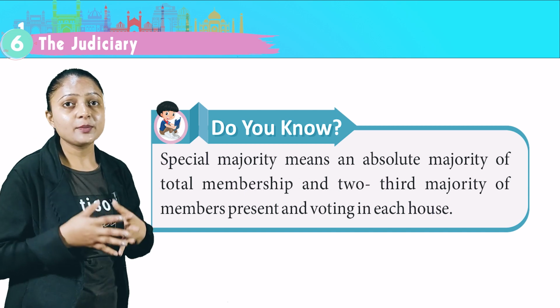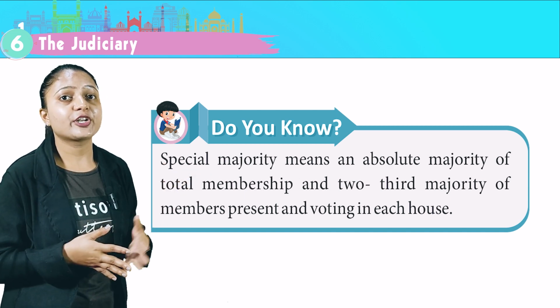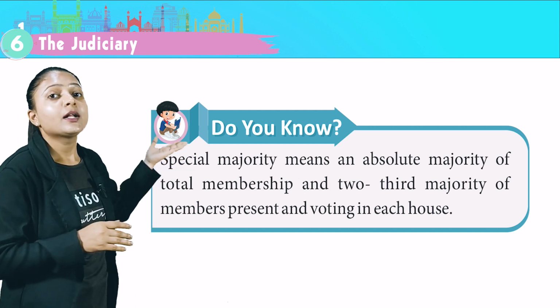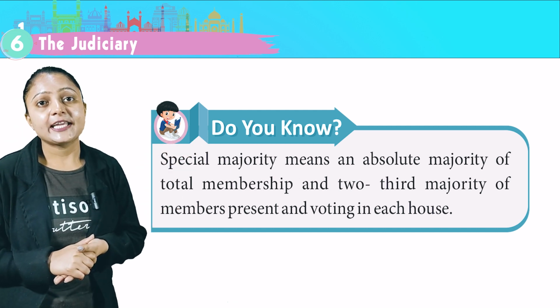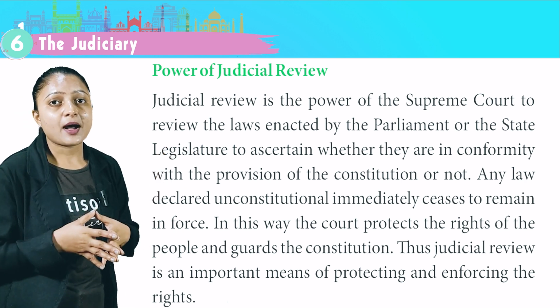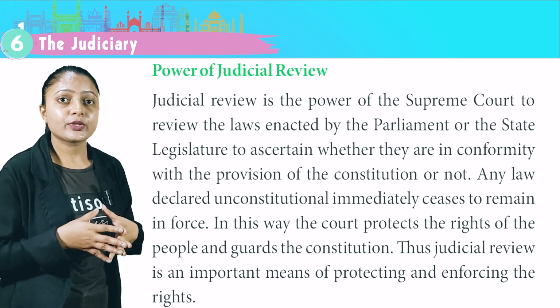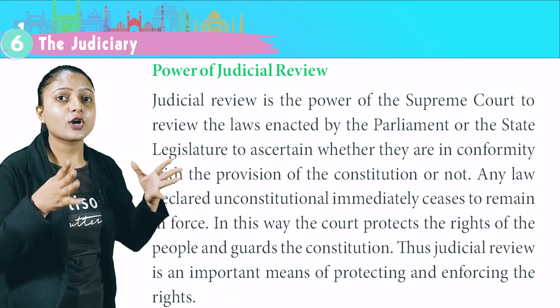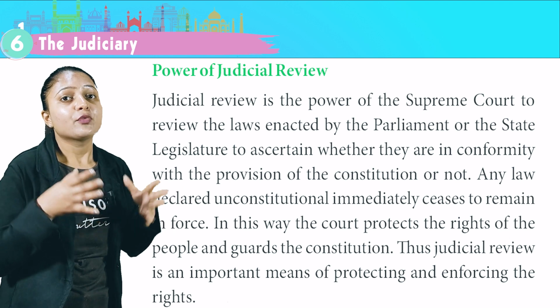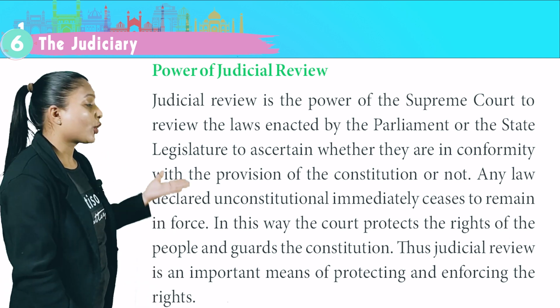Do you know? Special majority means an absolute majority of total membership and two-thirds majority of the members present and voting in each house. Power of judicial review. Judicial review is the power of the Supreme Court to review the laws enacted by the Parliament or the state legislature to ascertain whether they are in conformity with the provisions of the Constitution or not.